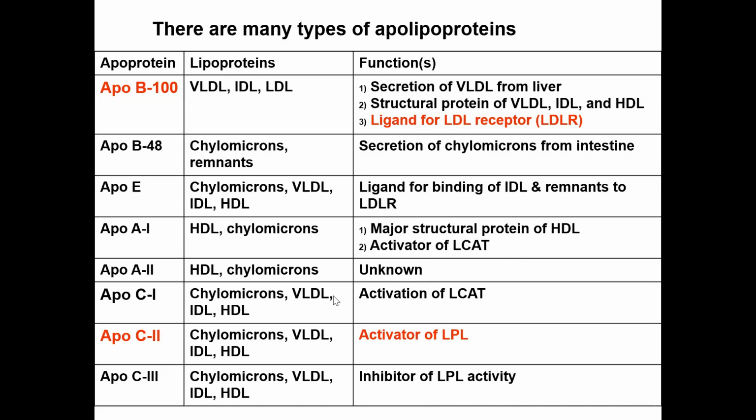And then ApoC1 is also involved in the activation of the LCAT enzyme. And of course, we have ApoC2, whose major function is the activation of lipoprotein lipase. And we have ApoC3, whose major function is to serve as an inhibitor of lipoprotein lipase activity. So C2 is an activator, and C3 is an inhibitor.